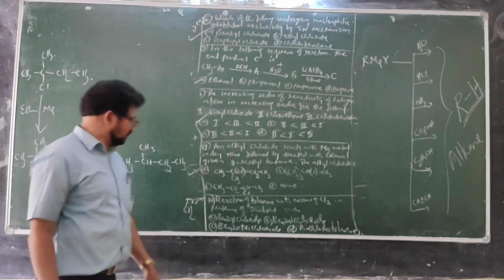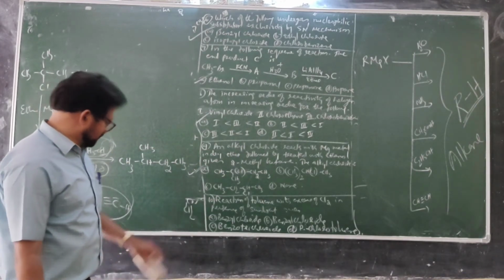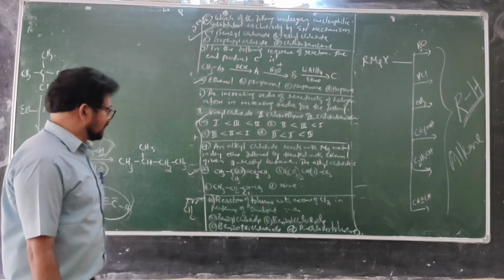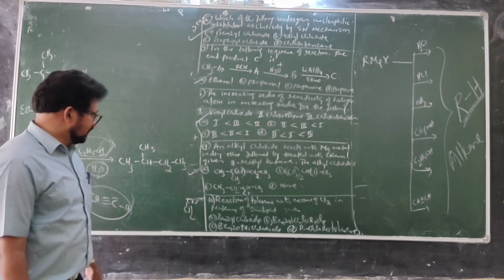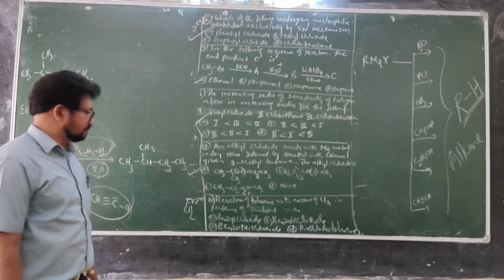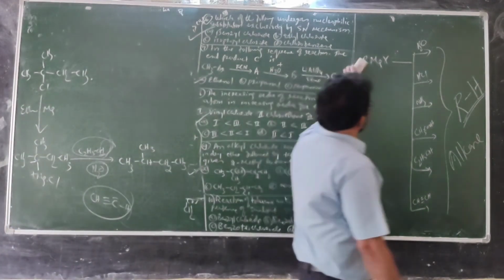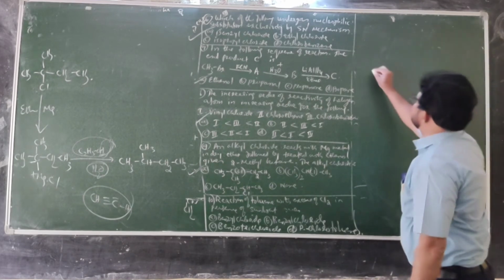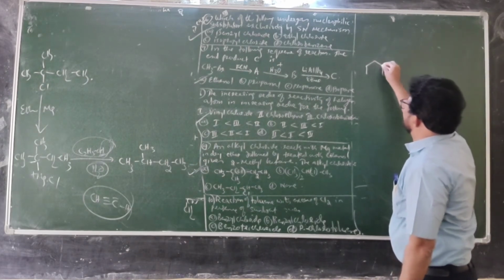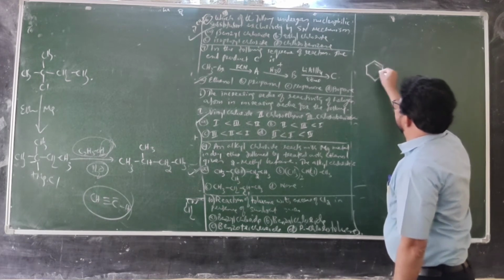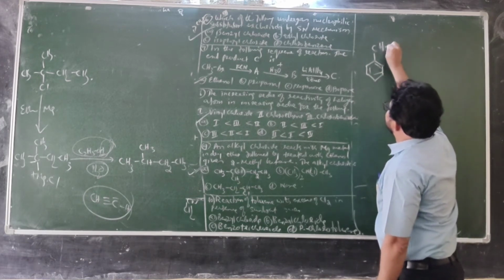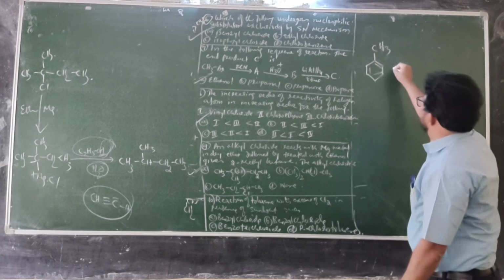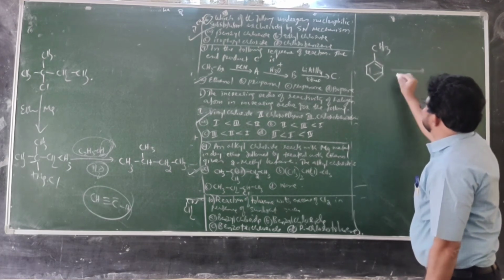The last question. Reaction of toluene with excess of chlorine in the presence of sunlight gives what? Again, one of the very important reactions to understand. Here, so many things are there to understand. Toluene. So, let me tell you some of the reactions.